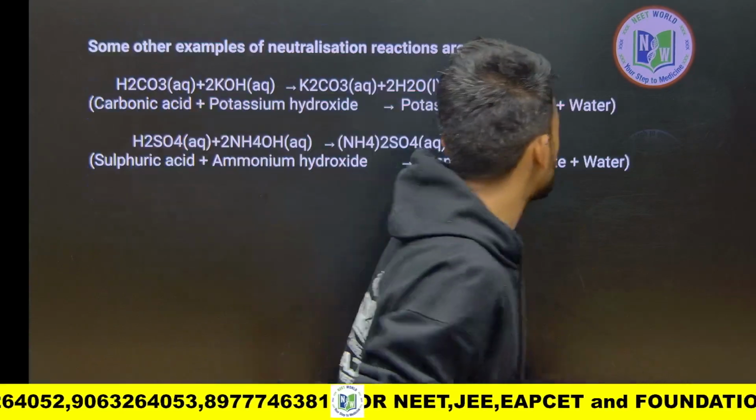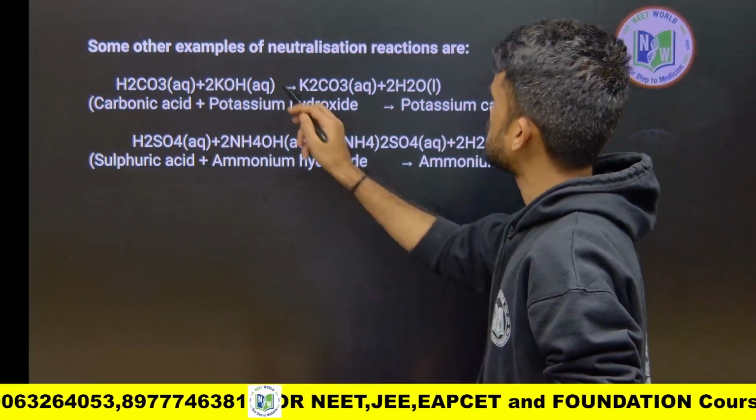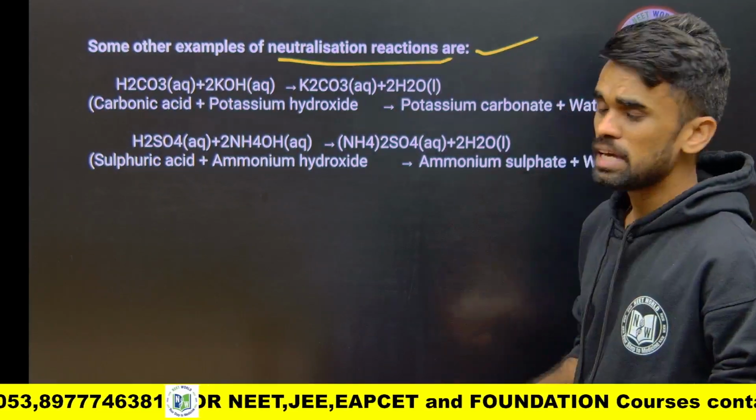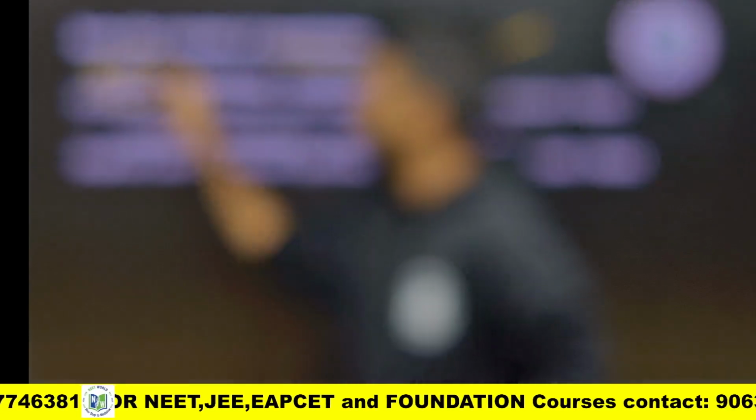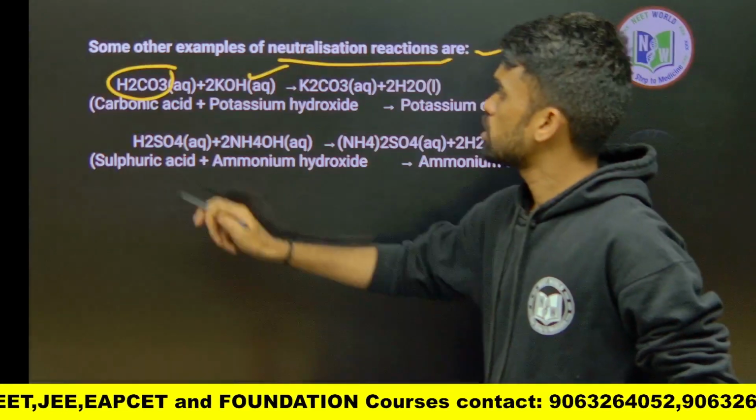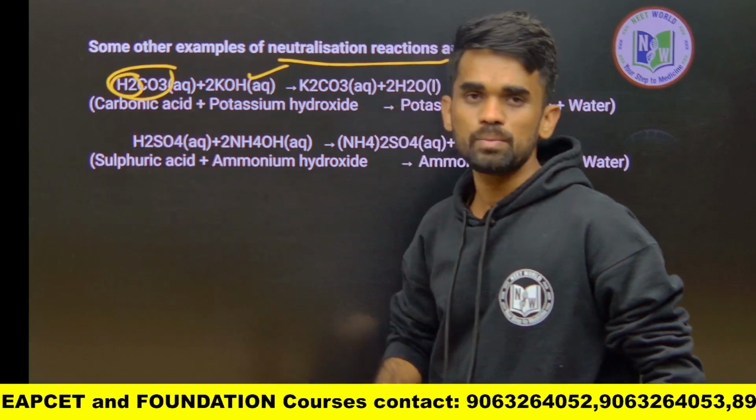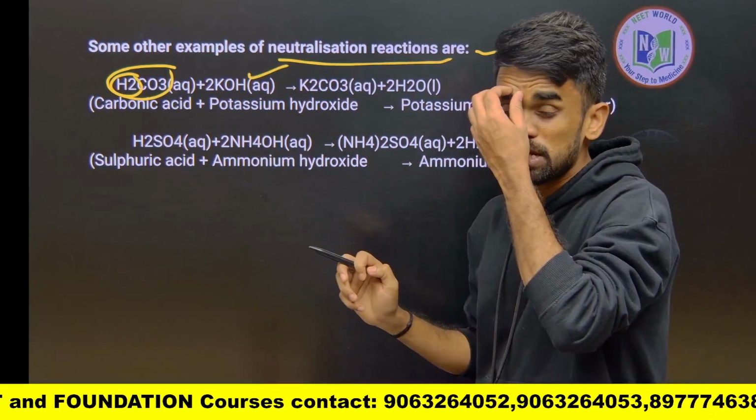Okay, let us discuss a few more things, some other examples of neutralization reactions. Here we have carbonic acid, H2CO3, which reacts with KOH. Here we have 2 H plus ions, as carbonic acid releases 2 H plus ions.